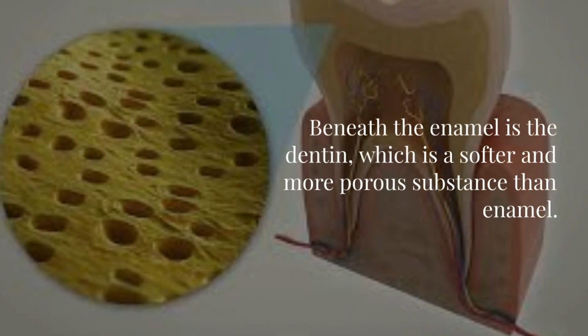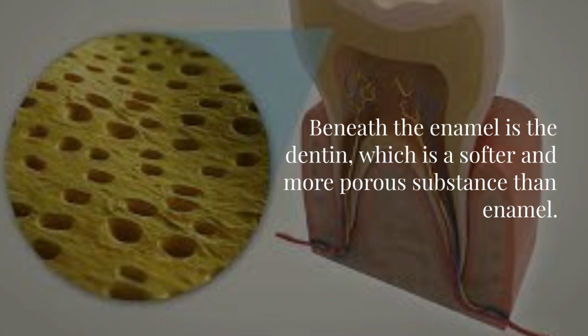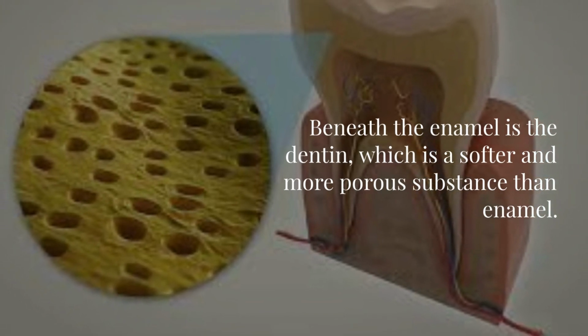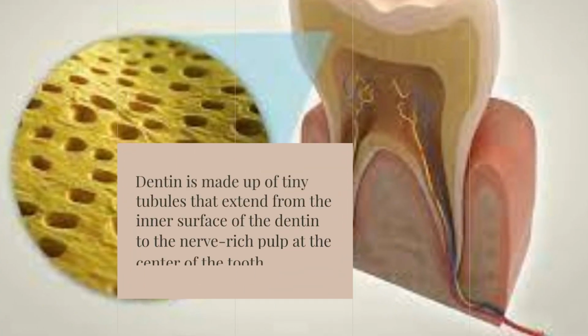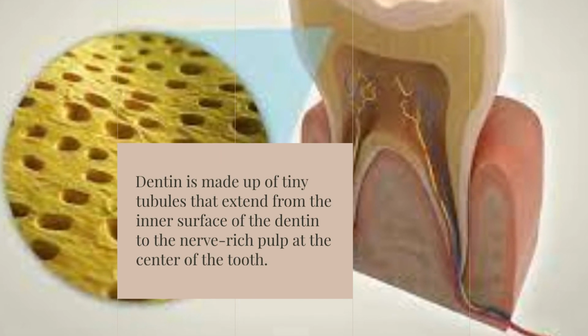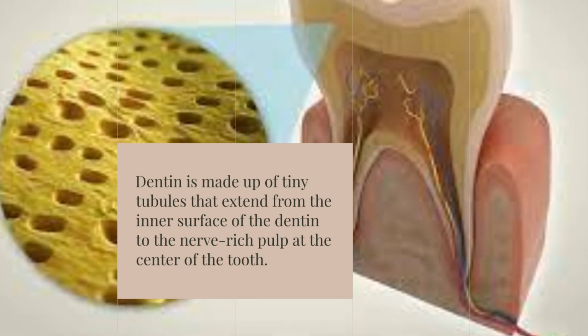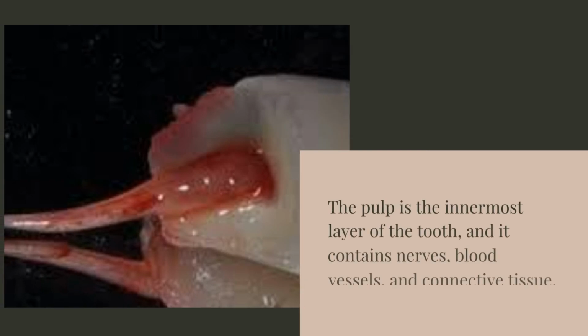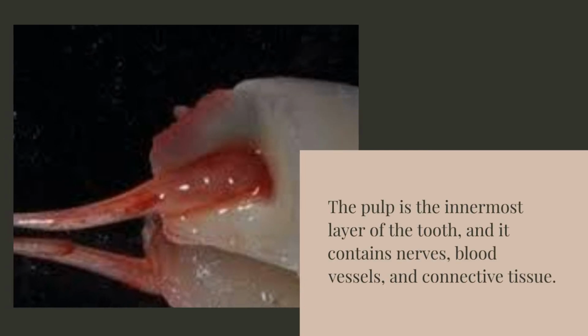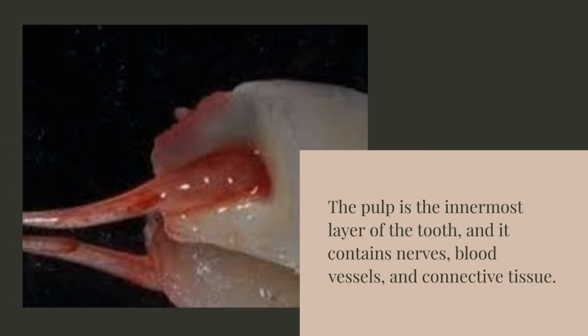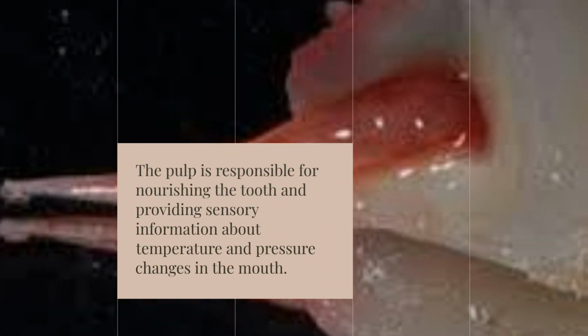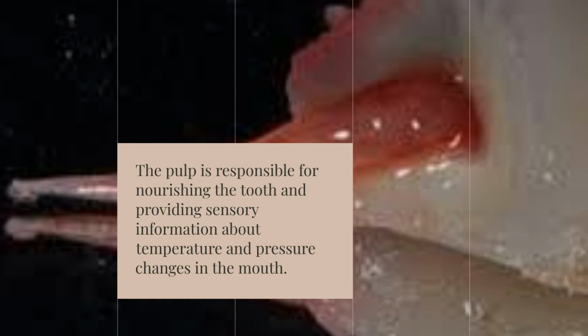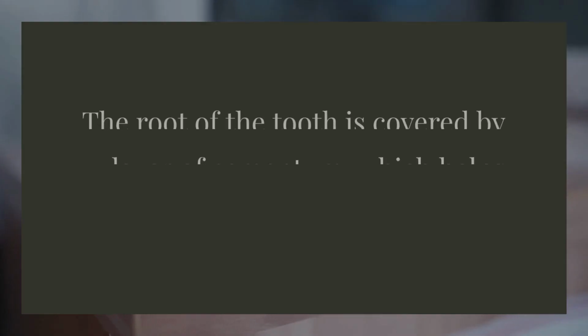Beneath the enamel is the dentin, which is a softer and more porous substance than enamel. Dentin is made up of tiny tubules that extend from the inner surface of the dentin to the nerve-rich pulp at the center of the tooth. The pulp is the innermost layer of the tooth, and it contains nerves, blood vessels, and connective tissue. The pulp is responsible for nourishing the tooth and providing sensory information about temperature and pressure changes in the mouth.